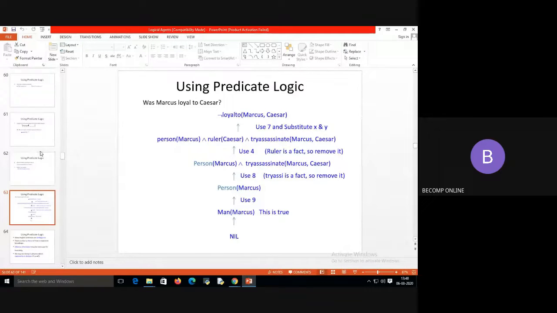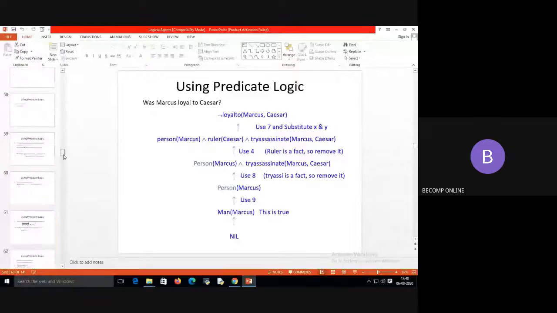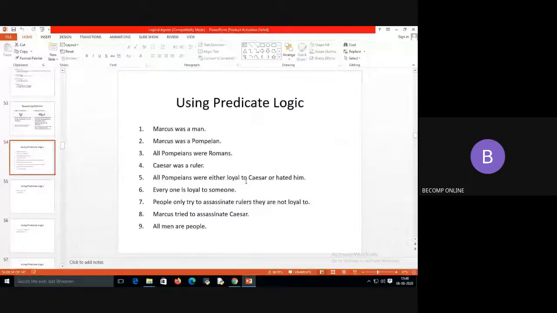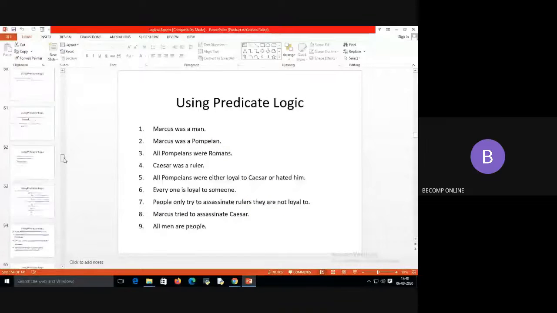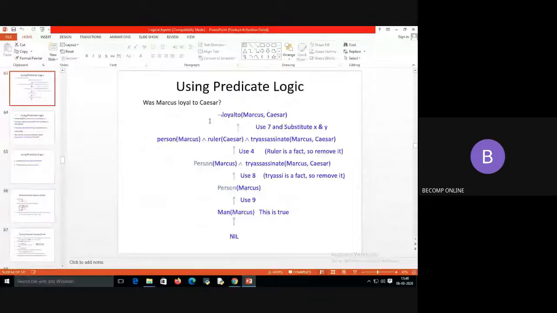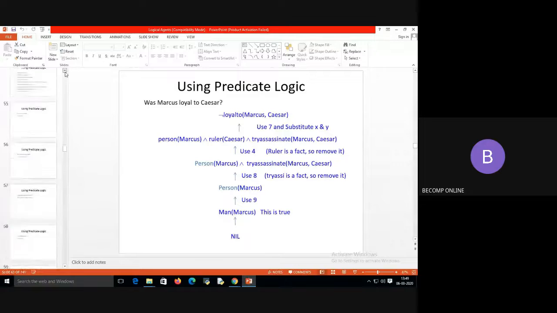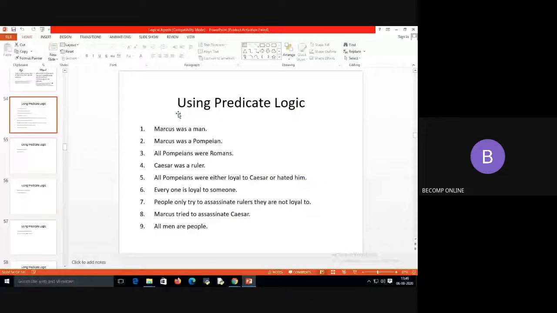Proof using backward reasoning is so named because we begin with the goal state. So what is it that we have to prove? We are given the 9 facts, and looking at these facts, I have to prove whether Marcus was loyal to Caesar. If you see, nowhere in the facts is it listed that Marcus is loyal to Caesar.